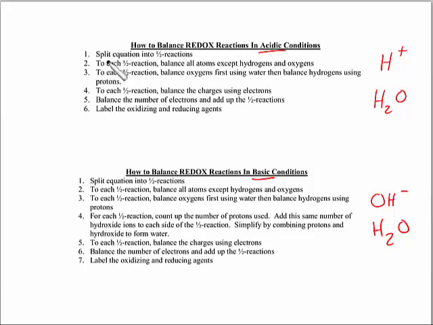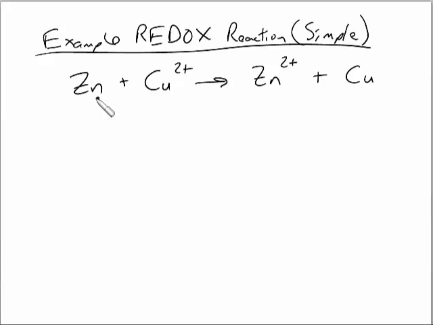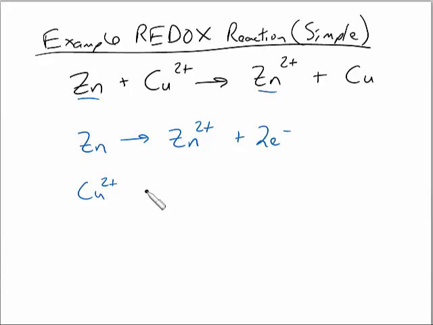It says split the equation into the half reactions. And what are the half reactions? Well, the half reactions are the recognition that something is going to lose electrons. In this case, it's going to be the zinc. And then the other thing is going to gain electrons, which in this case is going to be the copper 2 ion. Electron transfer, that's what redox reactions are all about. And these would be the 2 half reactions that I'm talking about.